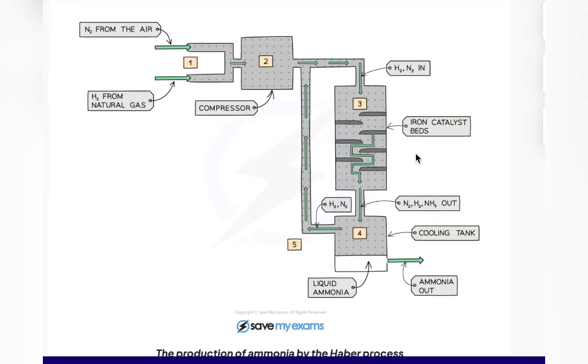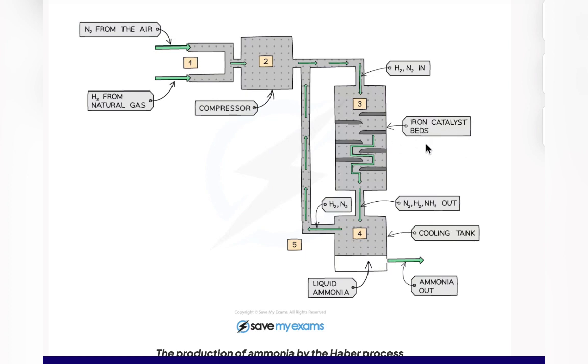Here there are beds. You can call them iron beds. These iron beds act as a catalyst. The job of a catalyst is to speed up the rate of reaction, to make the reaction happen faster, but it is not itself a part of the reactants. It's not used up in the reaction.